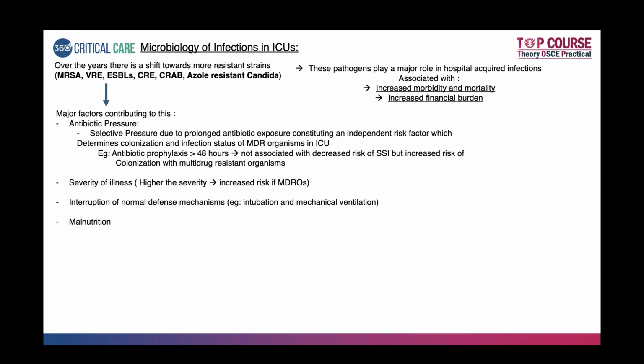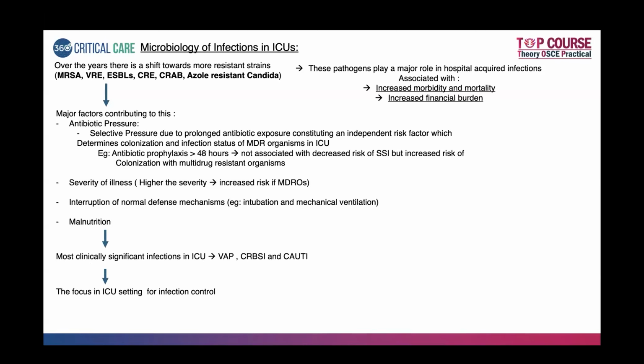Then severity of illness. Higher the severity, increased is the risk of multi-drug resistant organisms. Interruption of normal defense mechanisms like intubation and mechanical ventilation, and malnutrition. Most clinically significant infections in ICU are VAP, CRBSI, and CAUTI.